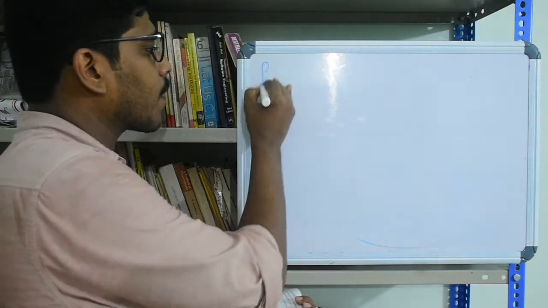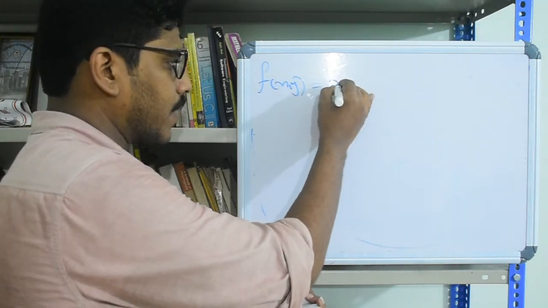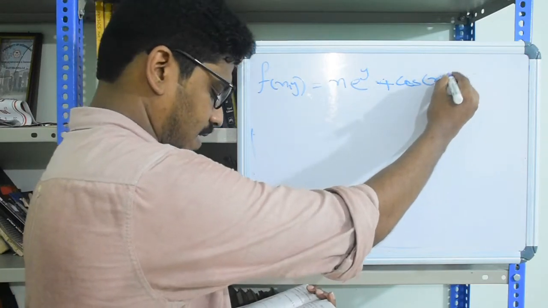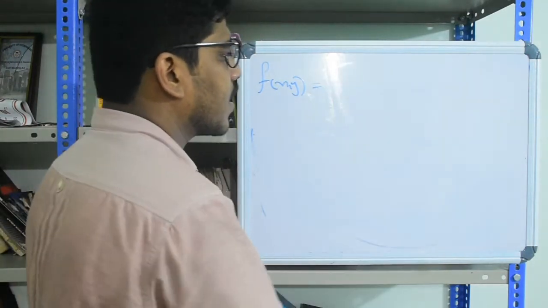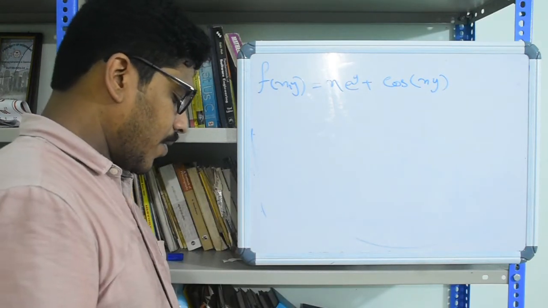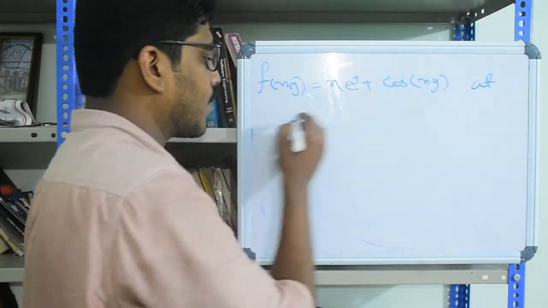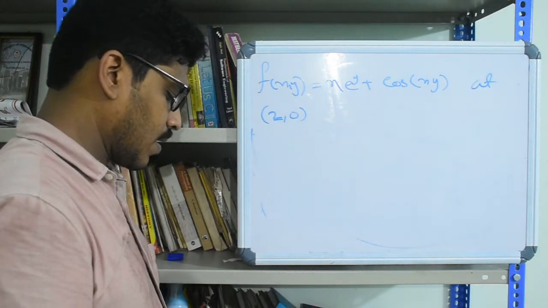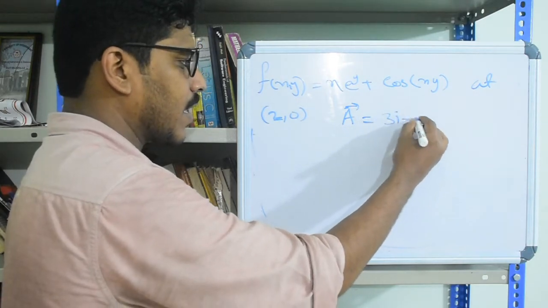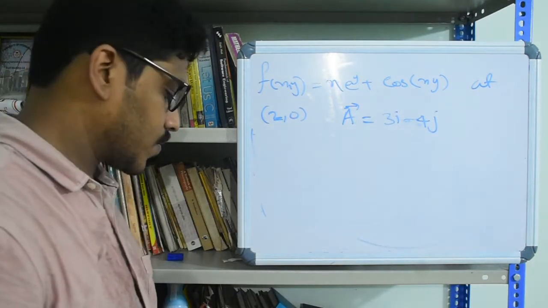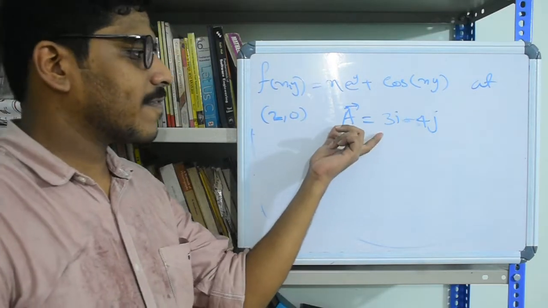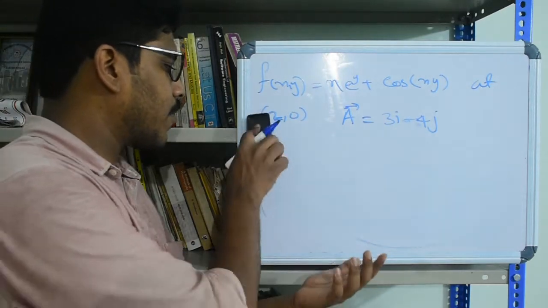So find the directional derivative of f(x,y) equal to x e raised to y plus cos xy. Let me rewrite this: x e raised to y plus cos xy, at the point (2, 0), in the direction of the vector a given as 3i minus 4j. So this completes the question. We need to find the rate of change of f in the direction of a at (2, 0). Right, (2, 0) is obviously a point in the space.